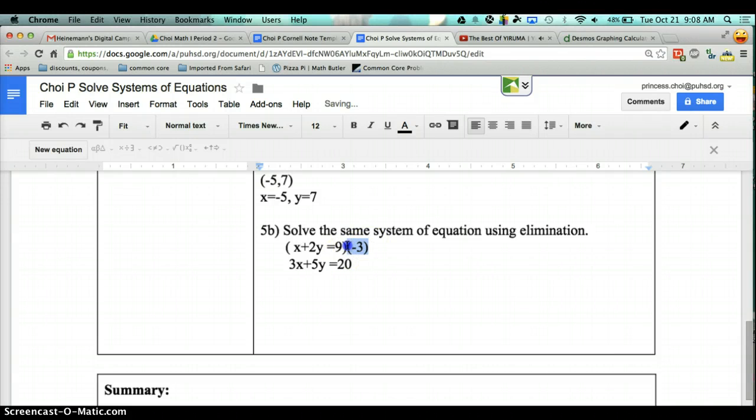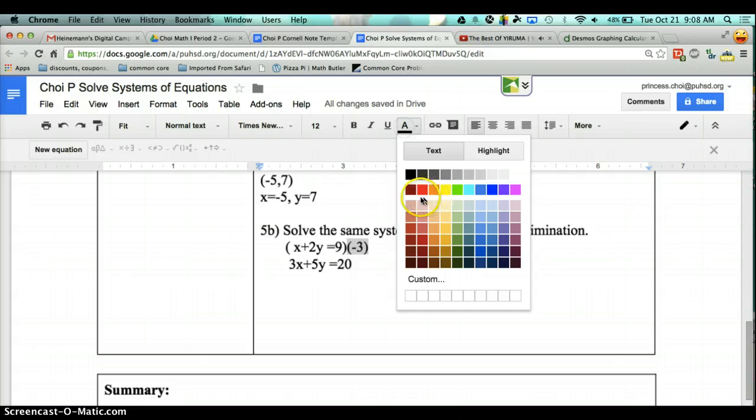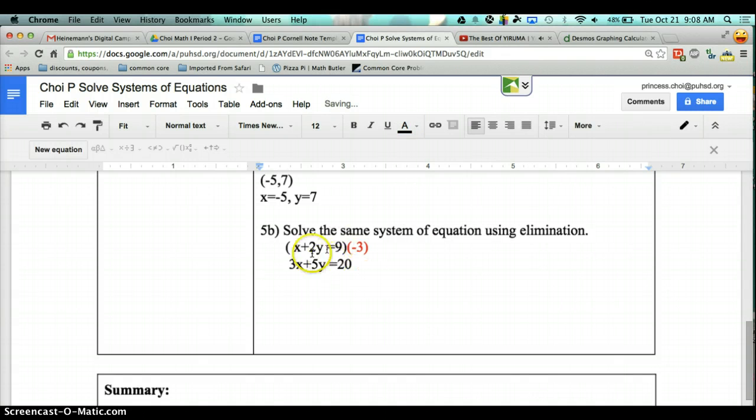And I'm going to change colors for this one because this is a new thing that we are doing right now, because we want our coefficients for x to be the same. Okay? And so I'm going to distribute the -3 to the x, the 2y, and the 9. That's going to give us -3x plus -6y, and that's going to equal -27. For the second equation, you know what I'm going to do? I'm just going to copy and paste, because it's going to be exactly the same.